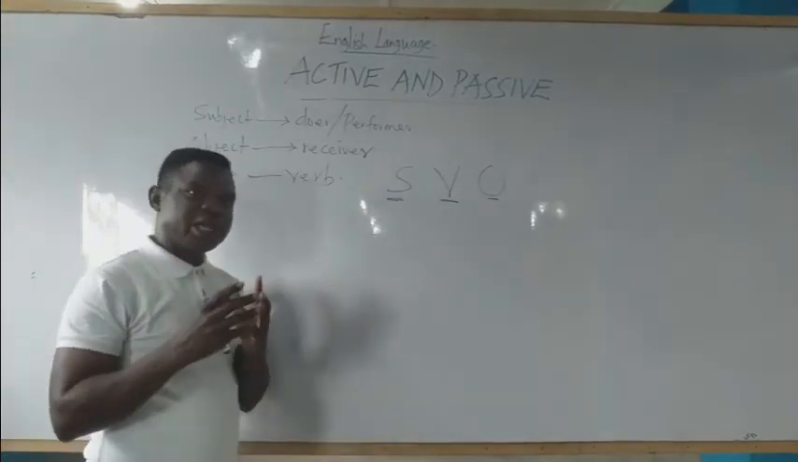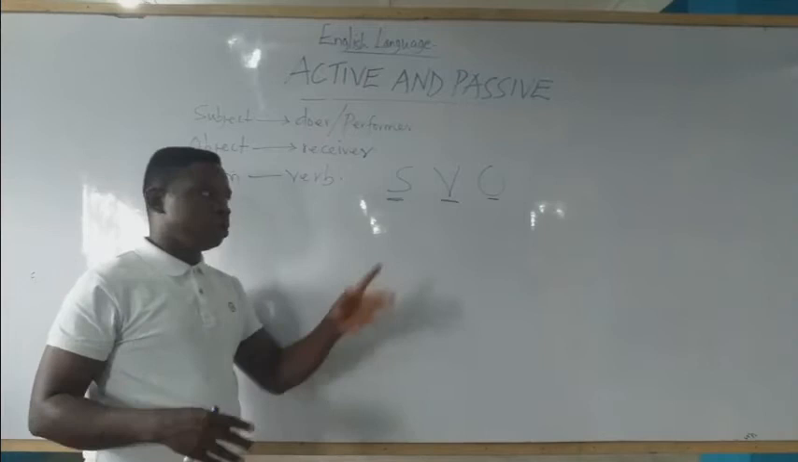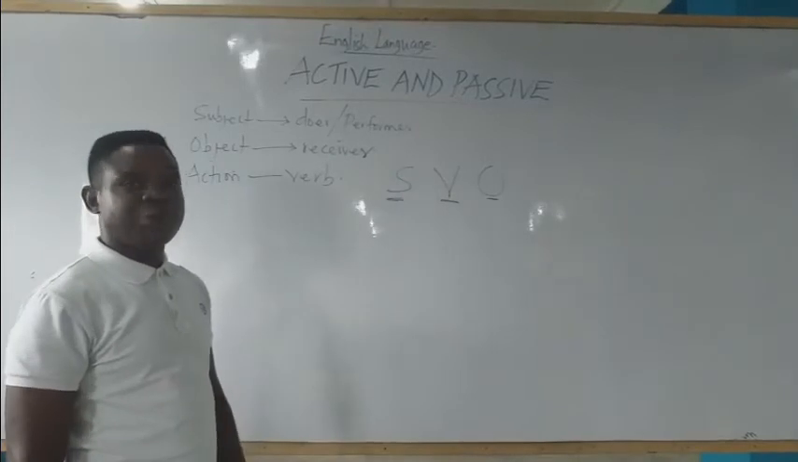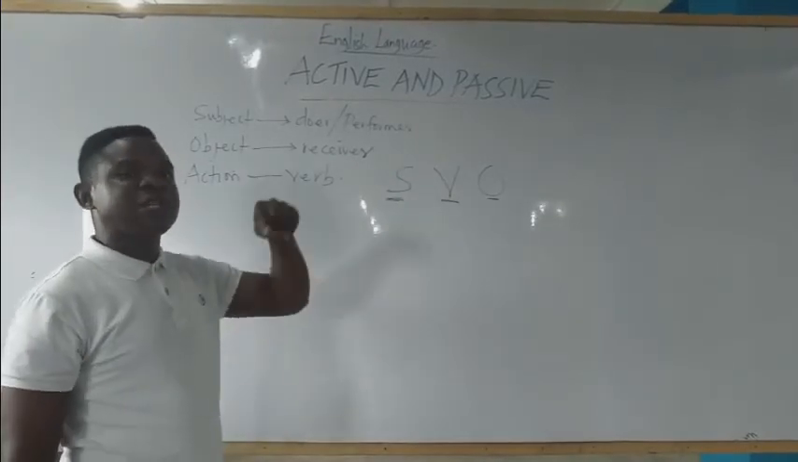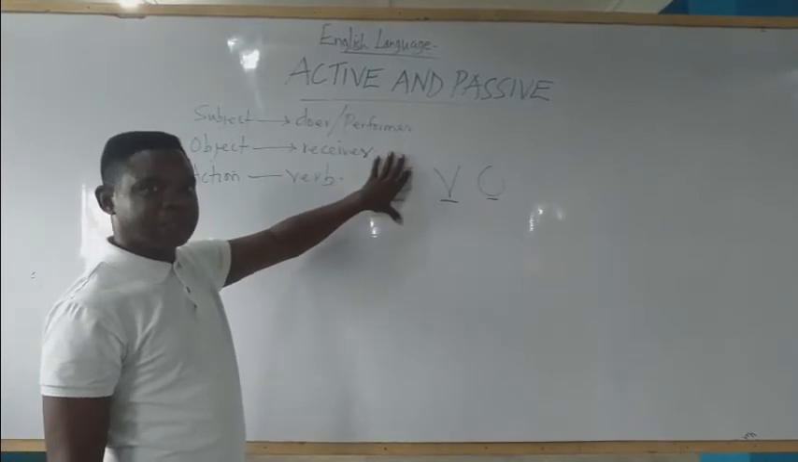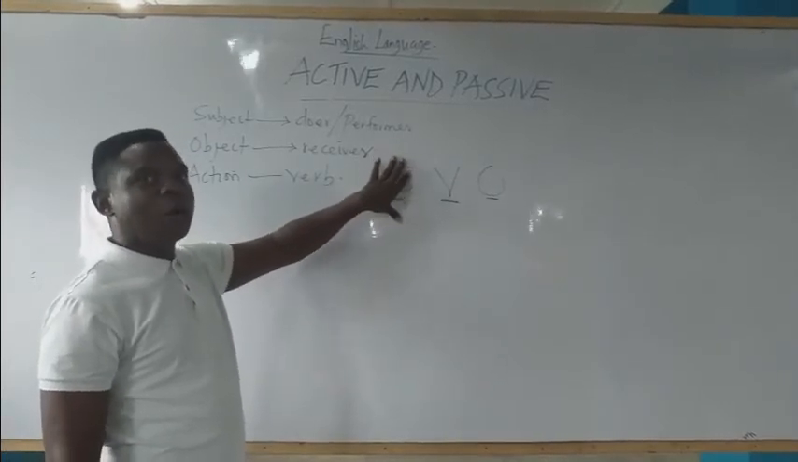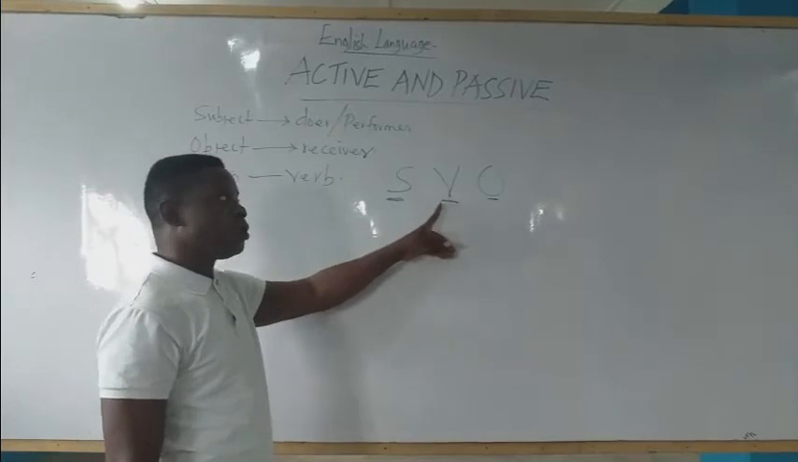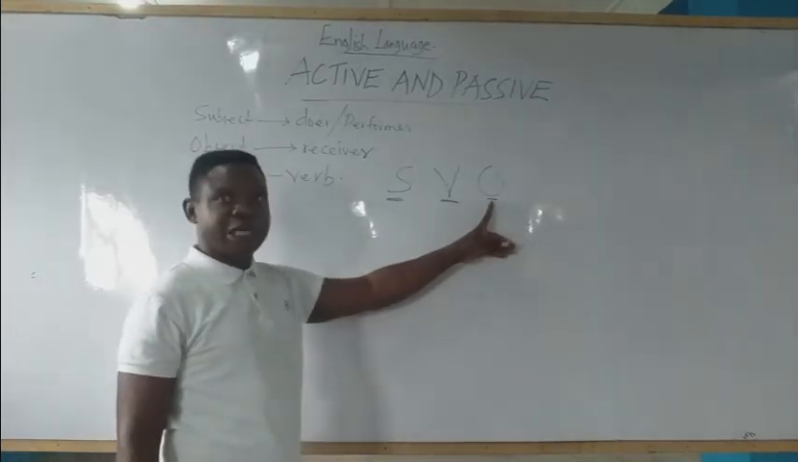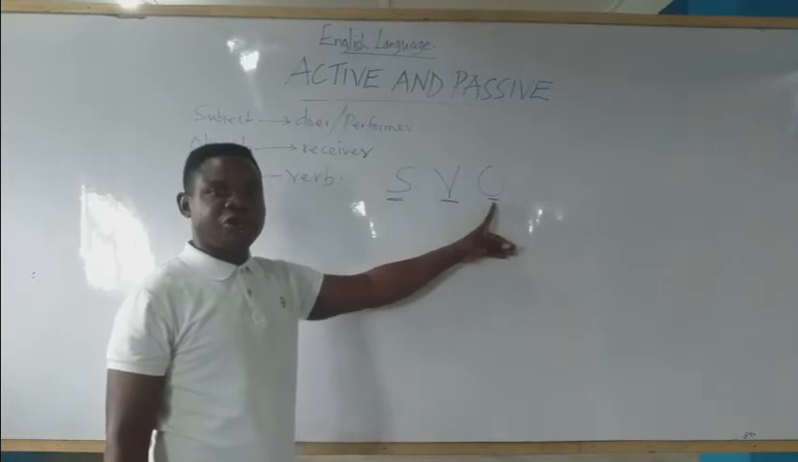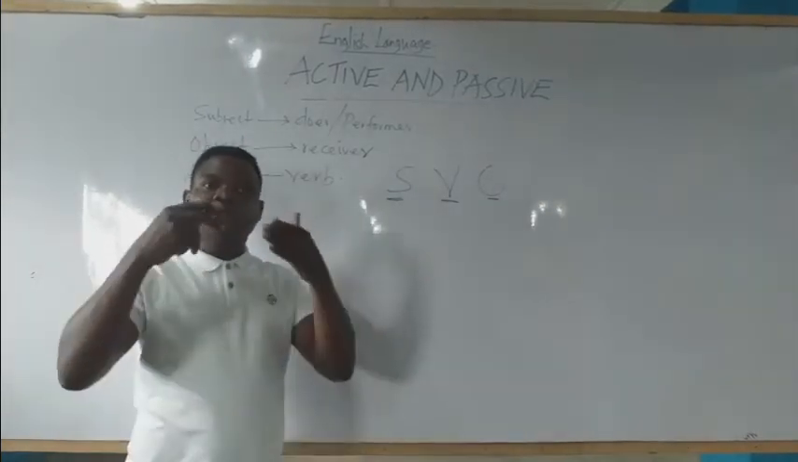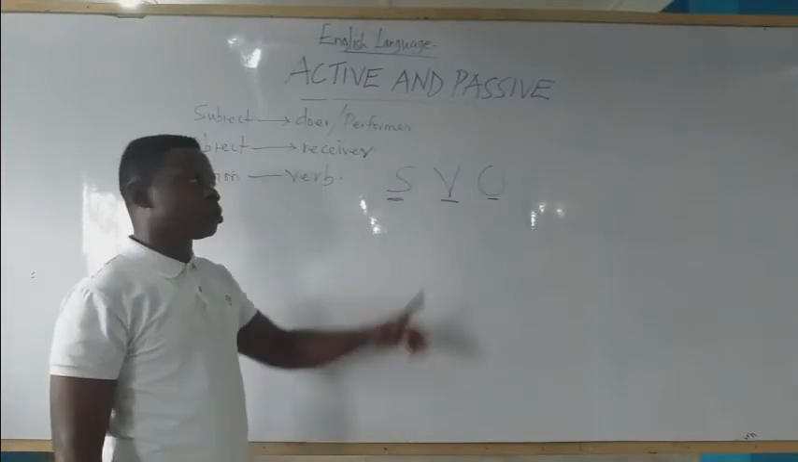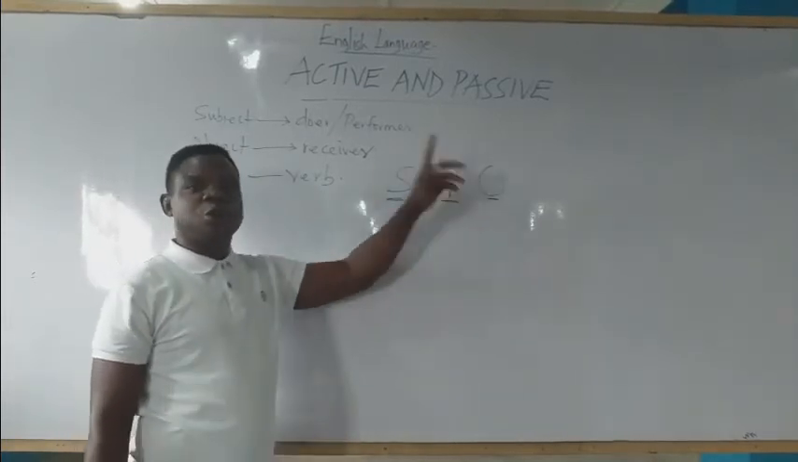Once you have a sentence, and in terms of structure it is subject, verb, object relation, it is an active expression. By implication, in an active expression, the subject will come first as the doer or performer of the action, which is a verb. And the action, that is the verb, is then performed on who? On the object. Hence, the object is the receiver of the action. So structurally speaking, an active expression is an expression that has a subject, verb, object relation.